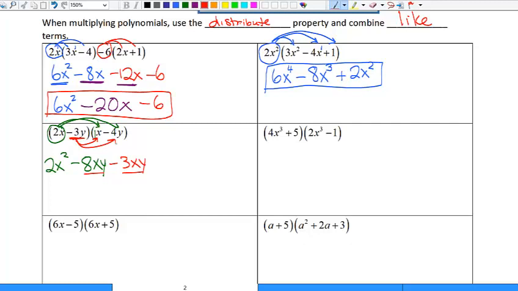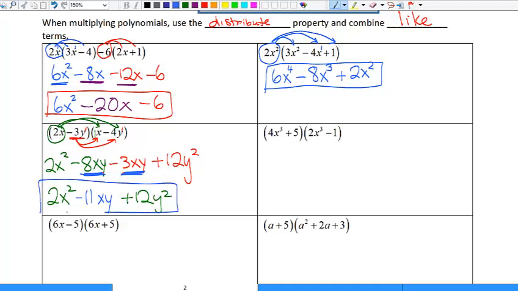On the last distribute, I have negative 3y times negative 4y. Negative 3 times negative 4 is positive 12. y to the invisible 1 times y to the invisible 1, that's y squared. Now when I add like terms, the 2x squared doesn't have any like terms, and neither does the last one, 12y squared. But the ones in the middle, the negative 8xy and negative 3xy, add together because they both have a common xy. Negative 8 minus 3 is negative 11. Keep your xy.